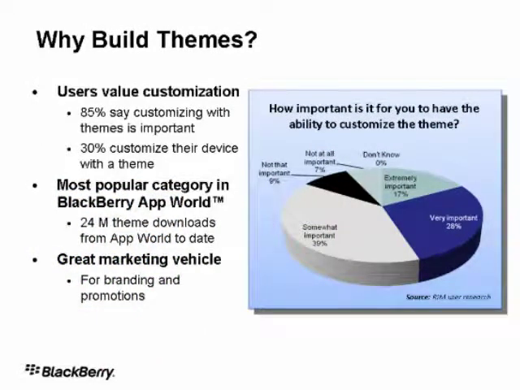And when we ask customers, do you think it's important to be able to customize the way your device looks and feels? 85% said it is important for them. And it is the most popular category in the app world. There are 24 million theme downloads so far. And you can also use them for brand and promotions. So if I'm BMW, I can easily build a BMW branded theme and just distribute it around as another way of promoting my brand.